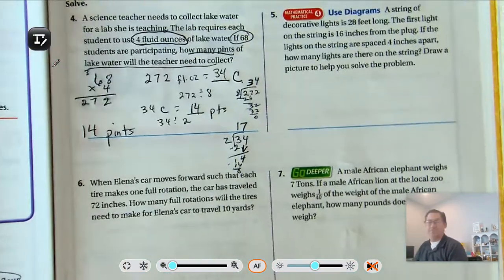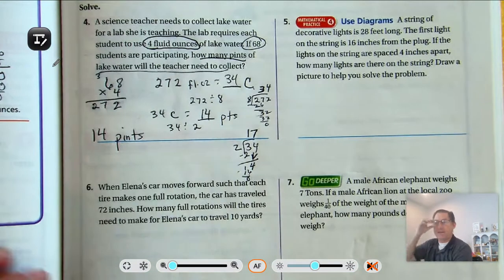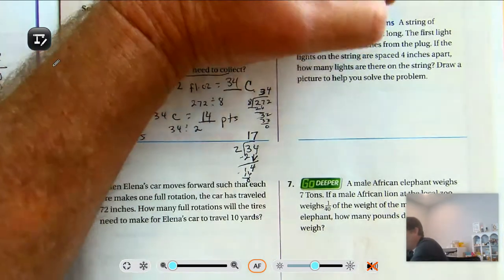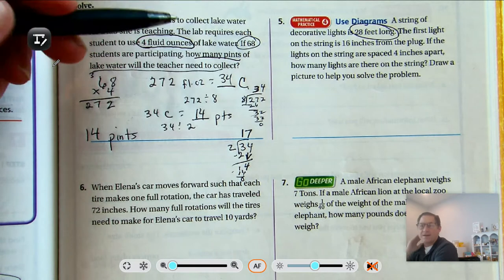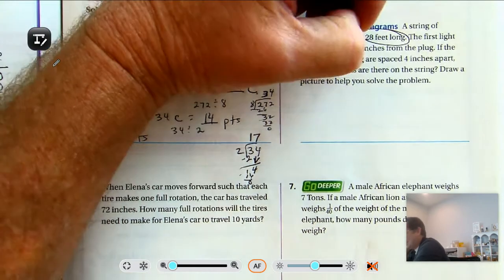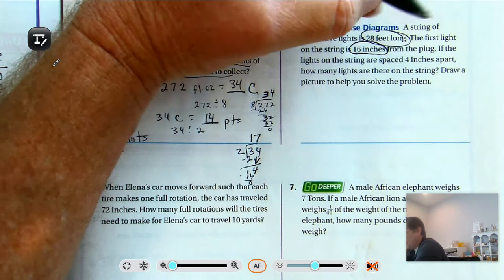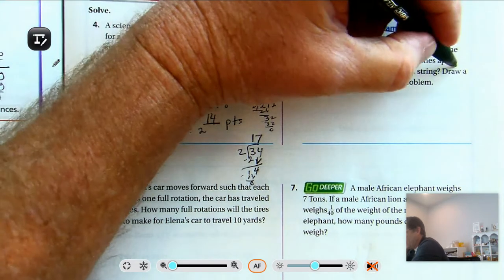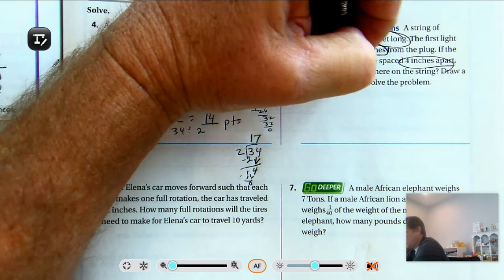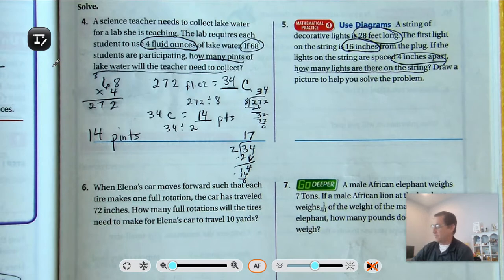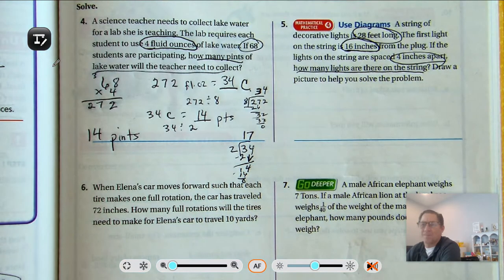Number 5. A string of decorative lights is 28 feet long. The first light on the string is 16 inches from the plug. If the lights on the string are placed 4 inches apart, how many lights are on the string? And it says draw a picture to help you solve the problem.